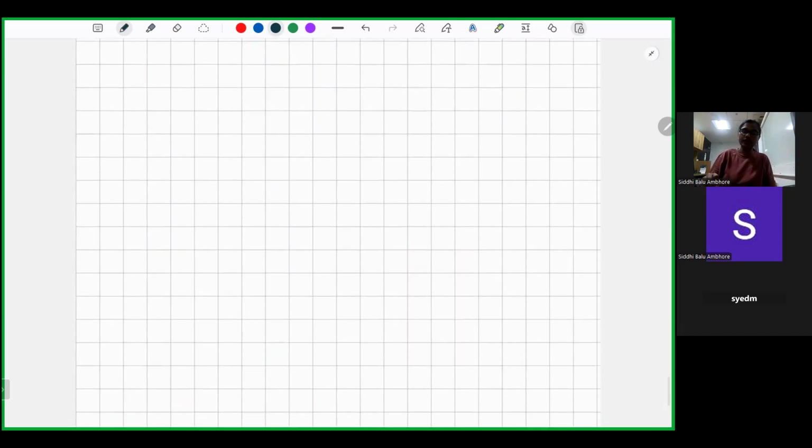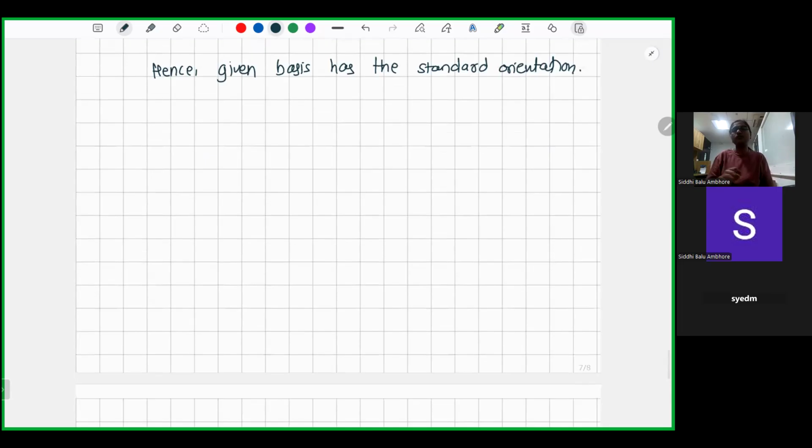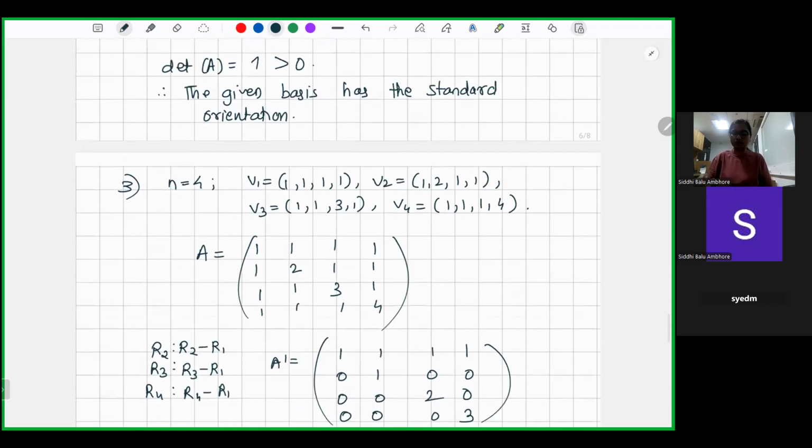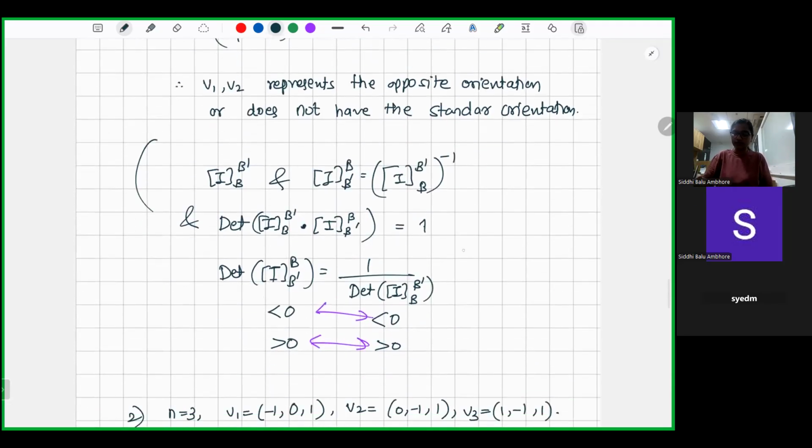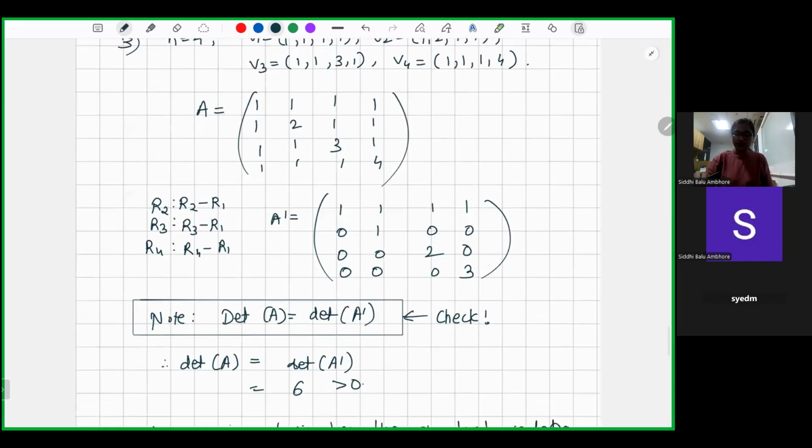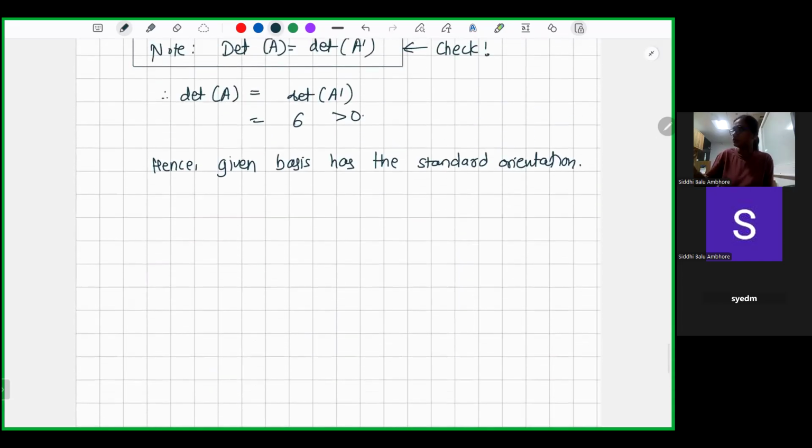Okay, and in that case, you can choose whether you want to go from B to B dash or B dash to B. It does not matter because we just saw from here that it won't matter which basis change matrix you choose, from B to B dash or B dash to B. They will give you the same orientation. It does not matter, okay? And yeah, so we'll move to the next question.